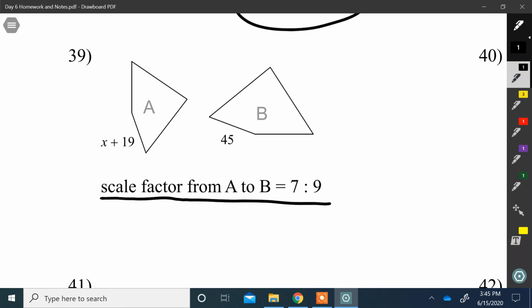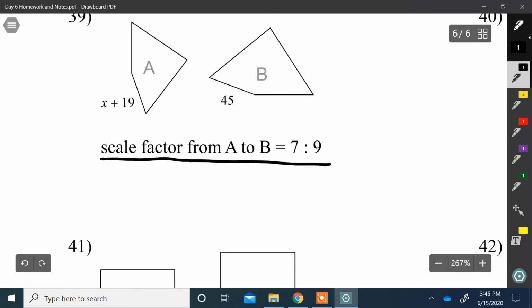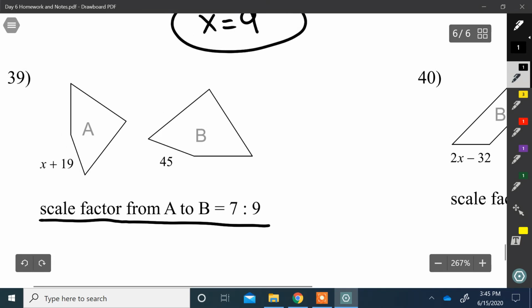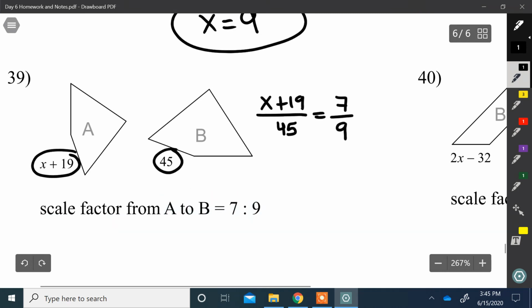In a way, what that means is that if I multiply this by 7/9, I'm gonna get B. Okay, that's what it means. So here's what I need to do. I'm gonna write a proportion just like what we have done before. So the first proportion is gonna be A over B. So x plus 19 over 45. And then A to B. So 7/9 is equal to 7/9. That's all. That's what it means by being proportional.